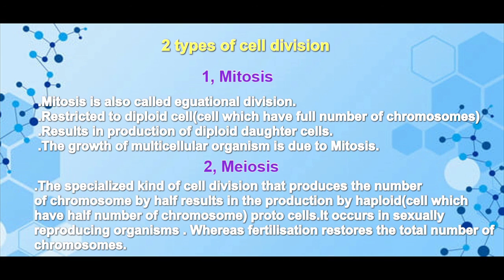Mitosis. Mitosis is also called equational division, restricted to diploid cells, and results in the production of diploid daughter cells. The growth of multicellular organisms is due to mitosis. Meiosis. A specialized kind of cell division that reduces the number of chromosomes by half and results in the production of haploid cells. It occurs in sexually reproducing organisms, whereas fertilization restores the total number of chromosomes.